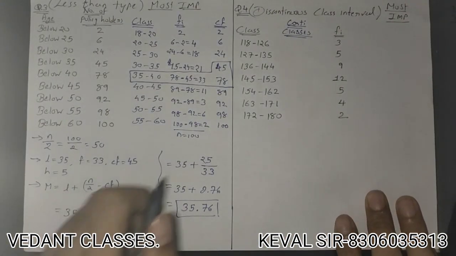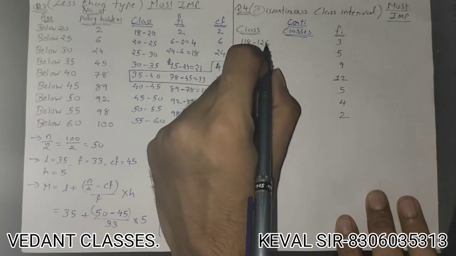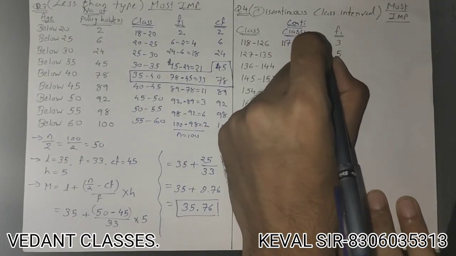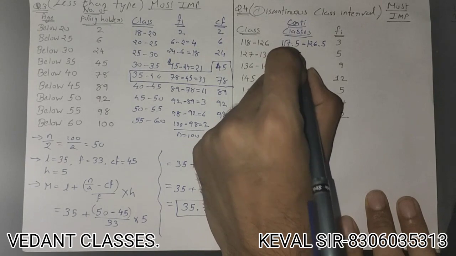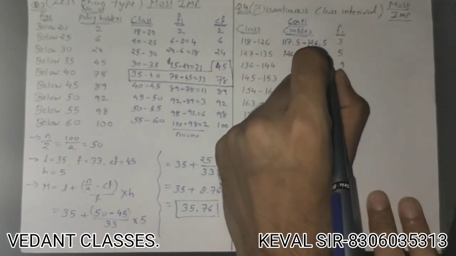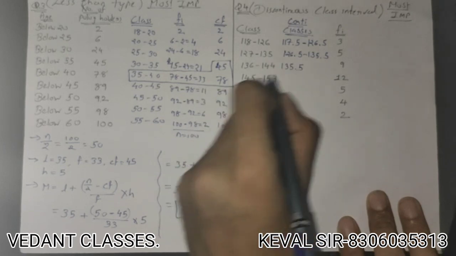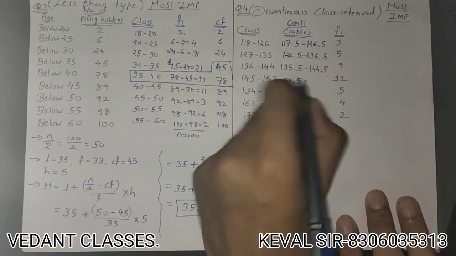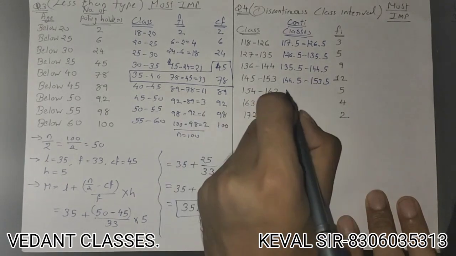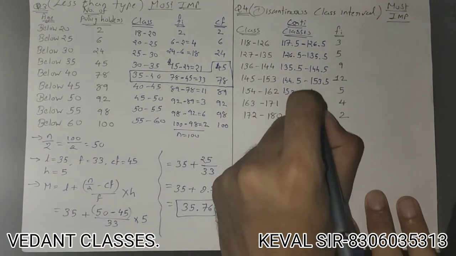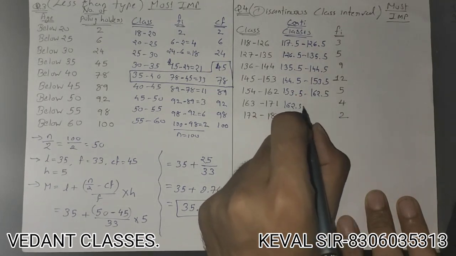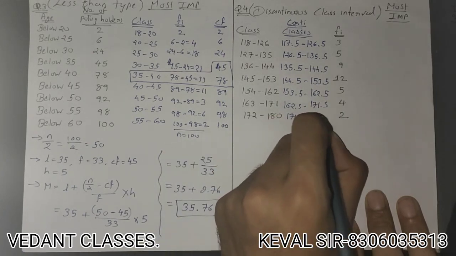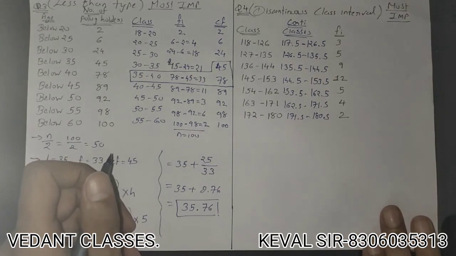Continuous classes can be obtained by subtracting 0.5 from this and adding 0.5 to this, so it will be 117.5 and this will be 126.5, this will be 126.5 and this will be 135.5, this will be 135.5 and this will be 144.5, this will be 144.5, this will be 153.5, this will be 153.5, this will be 162.5, this will be 162.5, this is 171.5, this is 171.5 and this will be 180.5. So simply we have converted the classes into continuous classes.